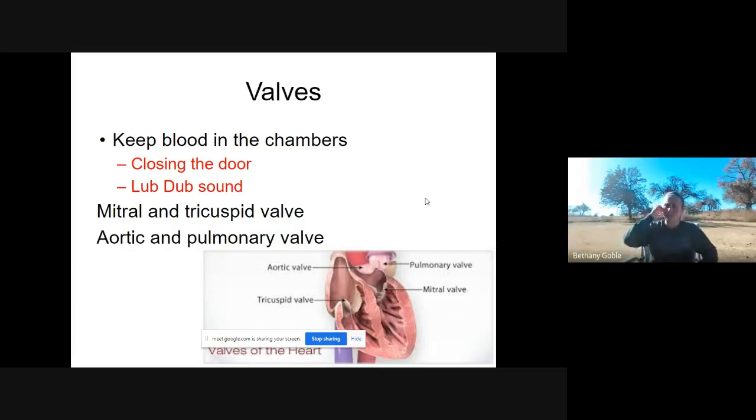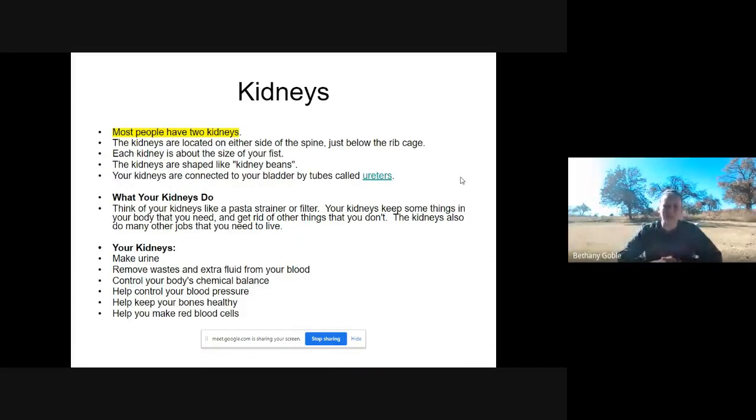Okay, so we're going to talk about your kidneys now. I talk about the kidneys in this section because one of the main jobs they do is help clean our blood, filter our blood, and one of the byproducts is the waste, which is the urine, right? So most people have 2 kidneys. If you guys don't know, they're on either side of your spine, just below your rib cage. Let me show you guys a picture.